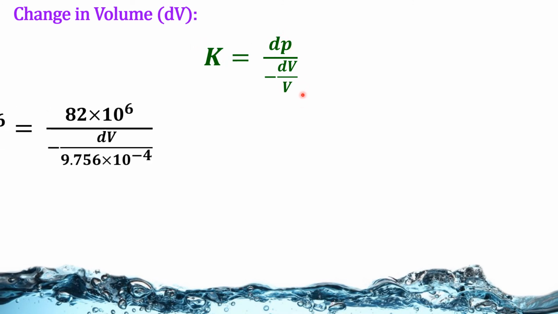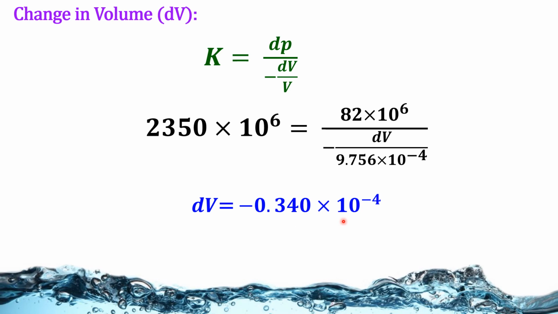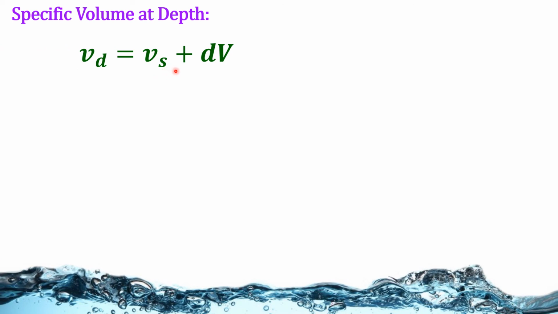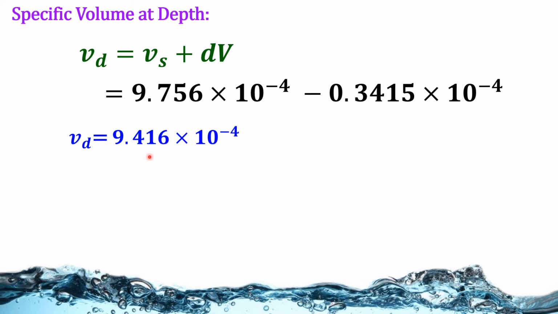Next, we are going to calculate change in volume. For that, we are going to use the bulk modulus formula where K is equal to dP by minus dV by V, where the K value is given in the problem, dP is given in the problem, and we have calculated the V value. Substituting it, we get the change in volume dV as minus 0.340 into 10 to the power minus 4 meter cube per kg. Next, we are going to calculate specific volume at the depth, where Vd is equal to Vs plus dV. Substituting the Vs value and dV value, we get Vd is equal to 9.416 into 10 to the power minus 4 meter cube per kg.